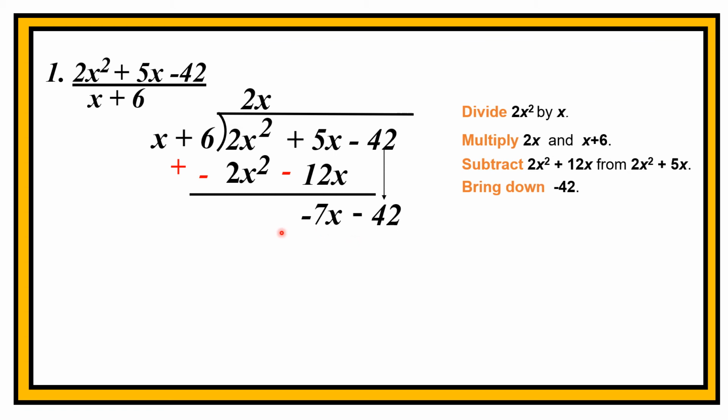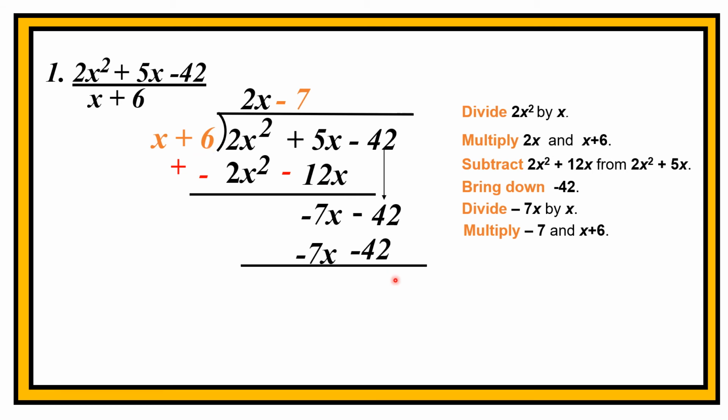So, negative 7x divided by x. So, the answer is negative 7. Then, negative 7 multiplied natin sa x plus 6. So, negative 7 times x is negative 7x. Then, negative 7 times 6, we have negative 42. Then, subtract natin yung negative 7x minus 42 from negative 7x minus 42. So, the answer is 0. So, the final answer, 2x minus 7.